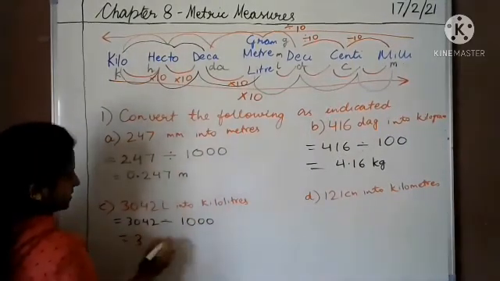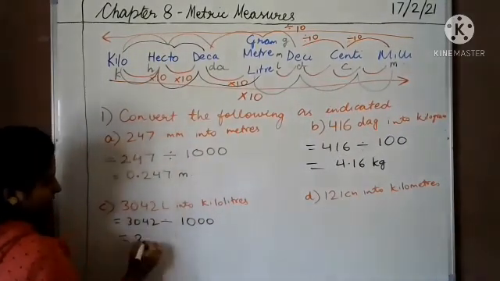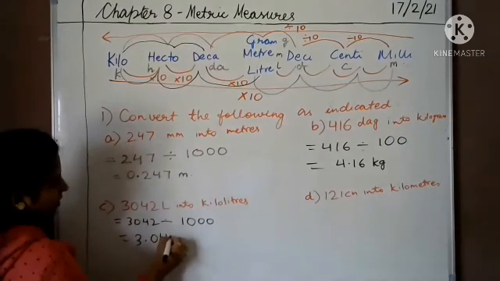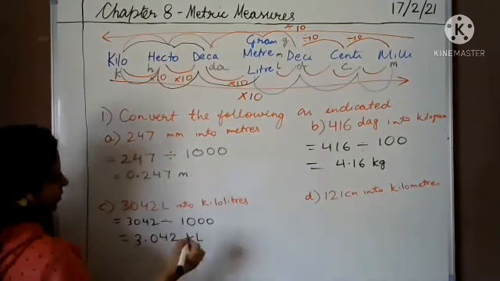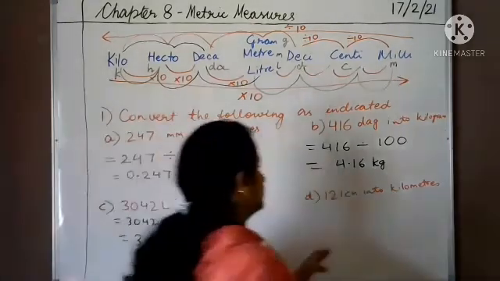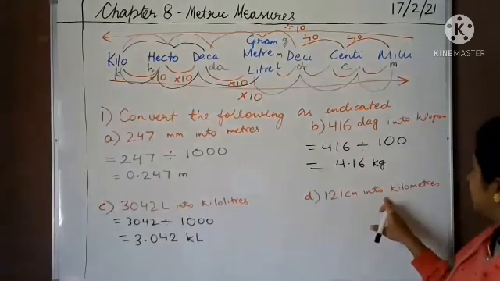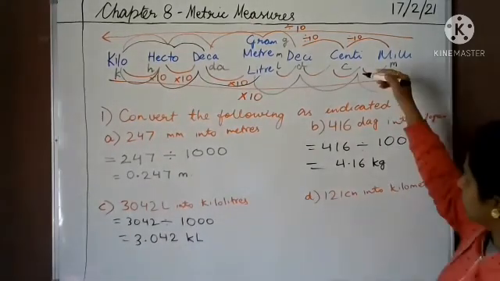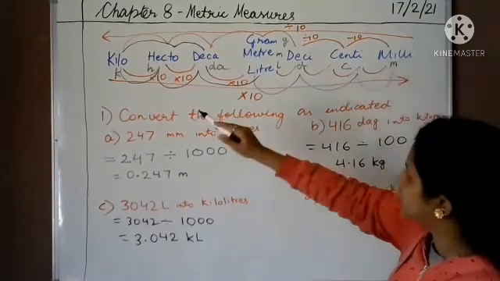So the answer is 3 zeros means 3 places of decimal. So 3.042 kiloliters. Done. Now D1. 121 centimeter into kilometers. So for centimeter we are here and we want to go there.